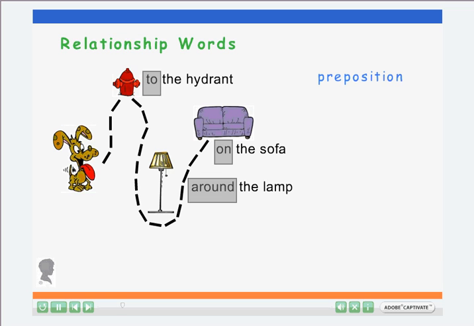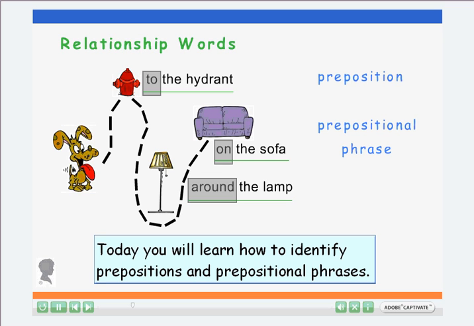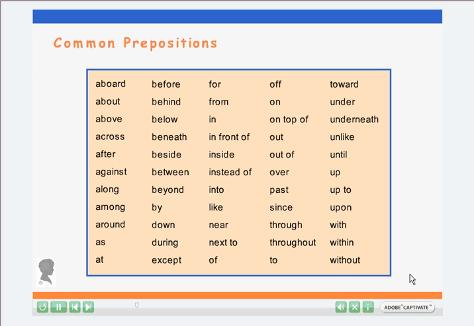The 3 prepositions shown here, to, on, and around, also have words following them. These groups of words are called prepositional phrases. A prepositional phrase includes a preposition, a noun or pronoun, and any modifiers that may accompany it. In today's lesson, you will learn how to identify prepositions and prepositional phrases. Click Next to begin.